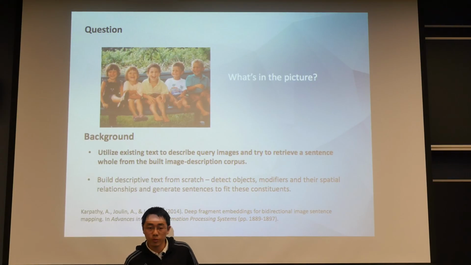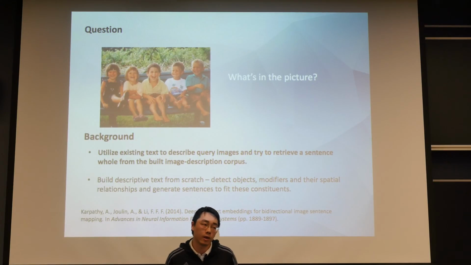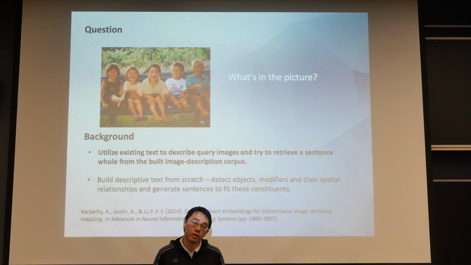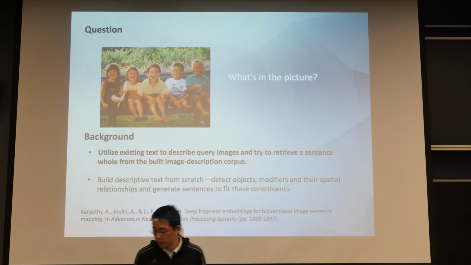There are two main ways to tackle this problem. The first way is to make use of the existing information and retrieve a whole sentence to describe the image. The second way is to build a sentence from scratch. In our project, we follow the first way, and we are mainly inspired by Karpathy's papers published in 2014.